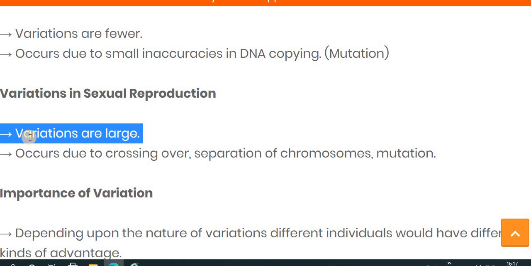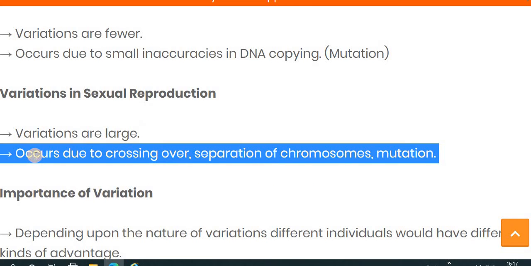So we can say that the variations are very large, and they occur due to crossing over, separation of chromosomes, and mutation as well.